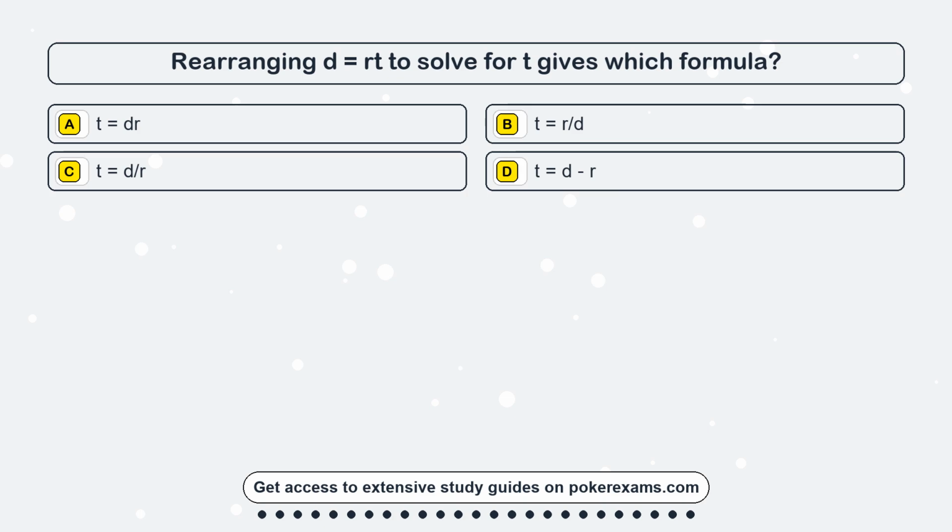Question 11. Rearranging D equals RT to solve for T gives which formula? Option A T equals dr. Option B T equals r slash d. Option C T equals d slash r. Option D T equals d minus r.